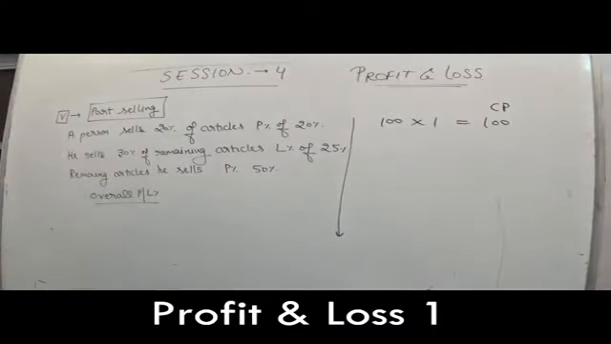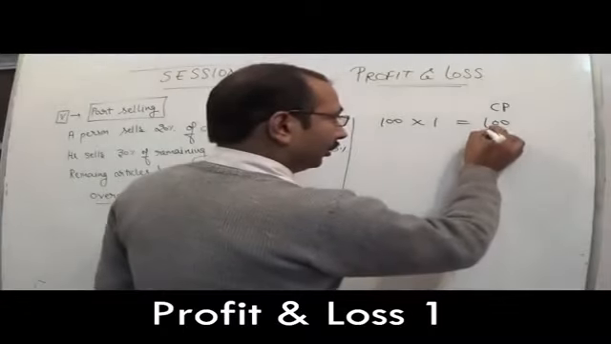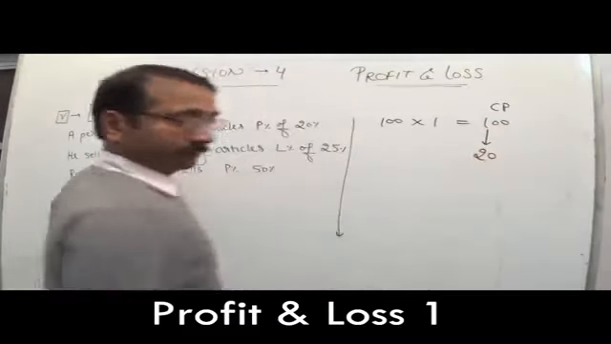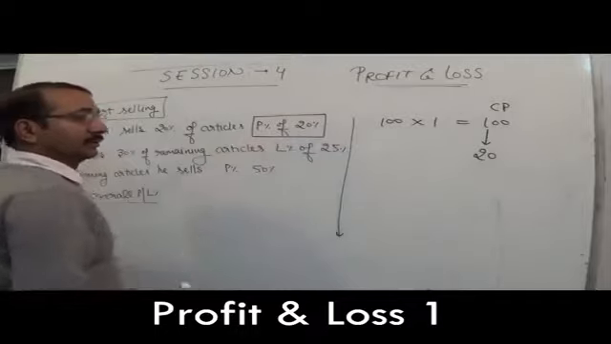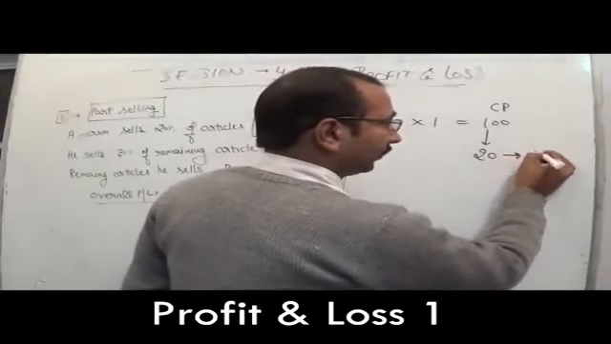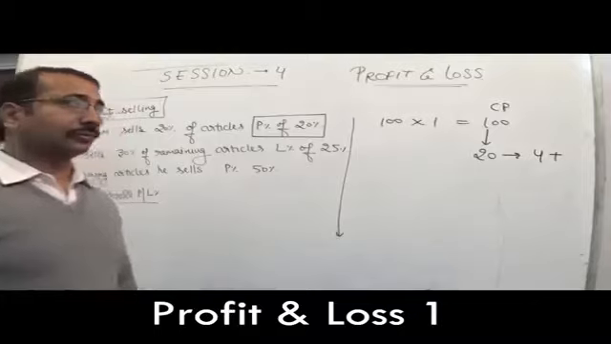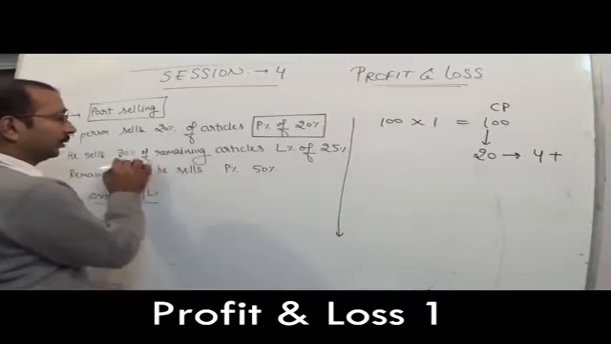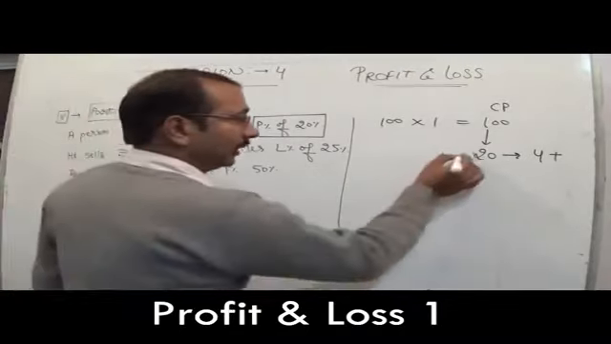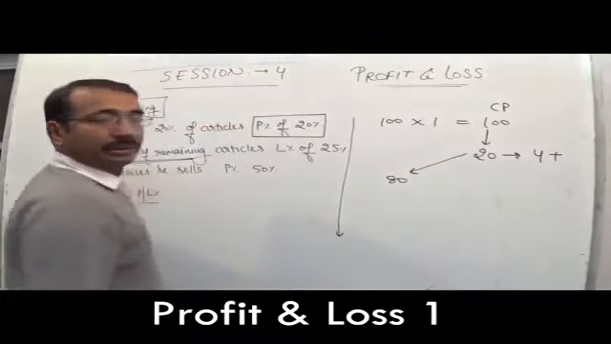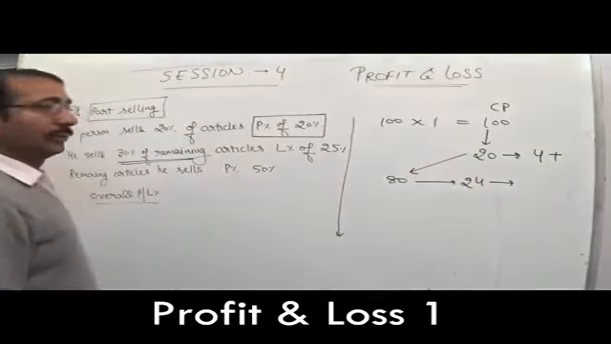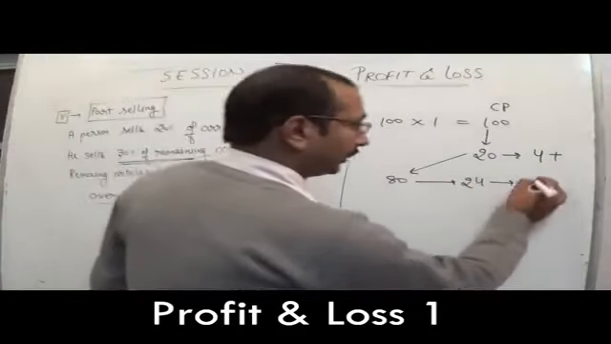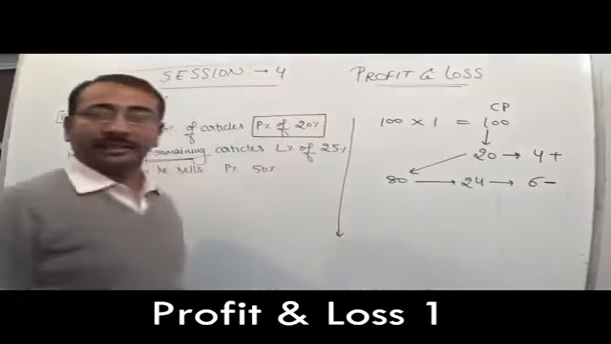First case, 20% of the articles means 20 of the CP. If you take 20% of the CP, it means 20, you get a profit of 20%. On 20 rupees, you get a profit of rupees 4. It's a profit, make it positive. Now, 30% of remaining, how much is left? 80. 30% of this, 24. And there is a loss of 25%. So 25% of 24 is 6 loss, and make it negative.